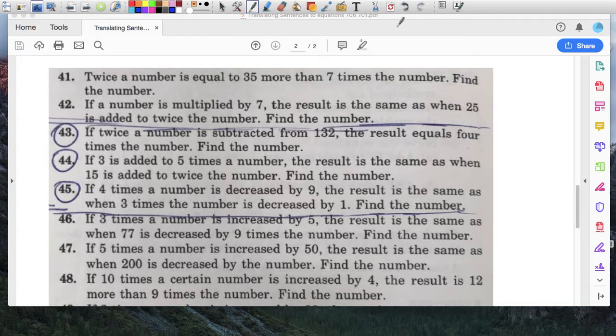45. 4 times a number decreased by 9. The result is the same as 3 times that number decreased by 1.